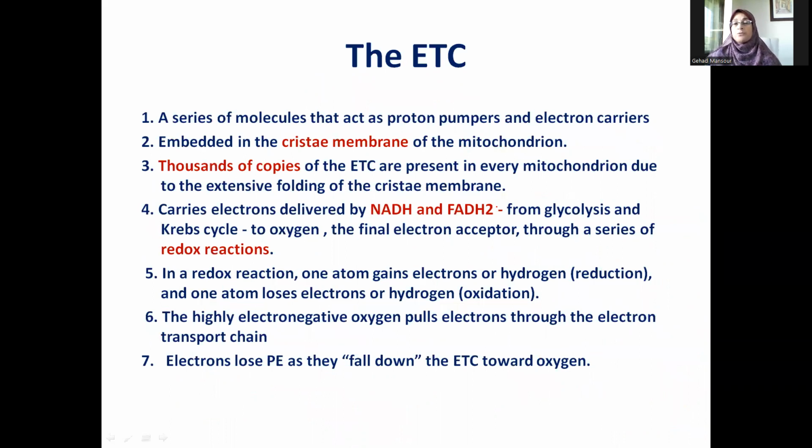Now, the electron transfer chain, as we said, consists of molecules that are considered both proton pumpers and electron carriers, and they are present on the cristae of the inner membrane. And that's why we have folds on the inner membrane, in order to increase the surface area and allow for the presence of multiple molecules of the electron transfer chain.